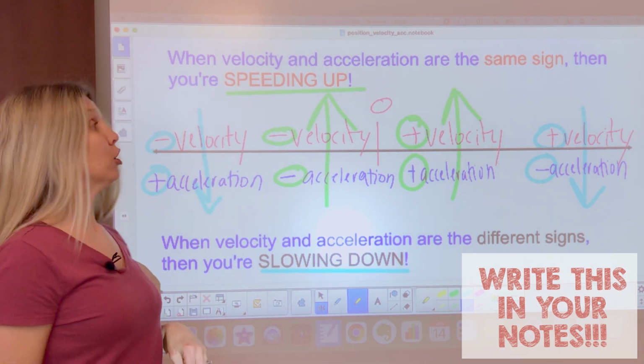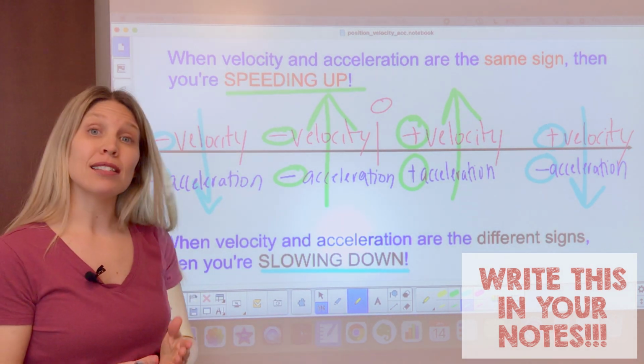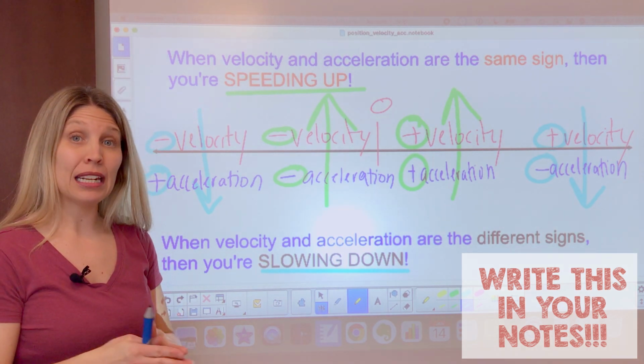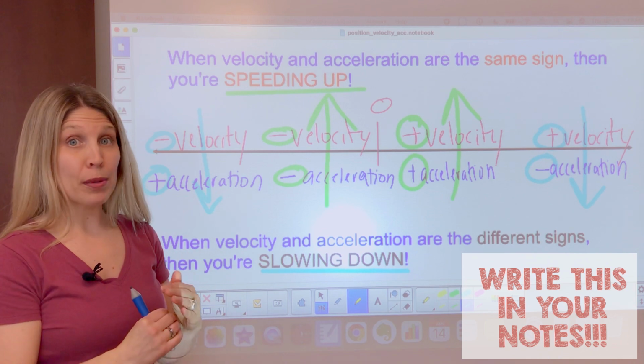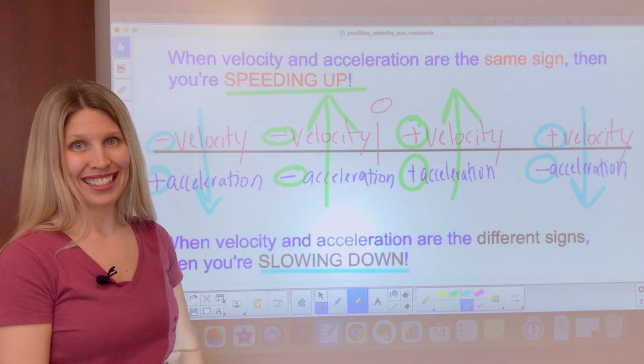So make sure you get this in your notes, that when velocity and acceleration have the same sign, you're going to be speeding up. And when velocity and acceleration are opposites, you're going to be slowing down.